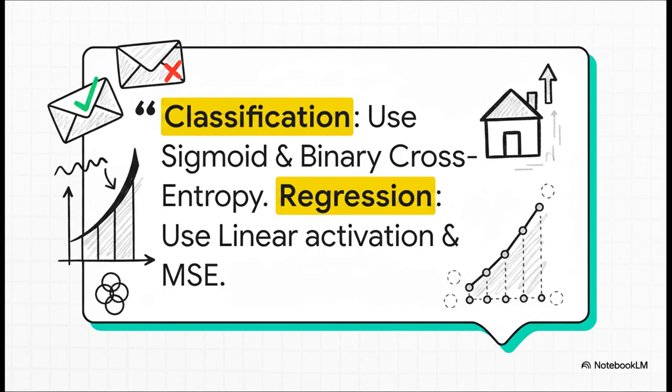But if you're predicting a number, like a price, you just use a linear activation at the end, which basically does nothing. It just passes the number through, and you use the same old MSE loss we talked about earlier.